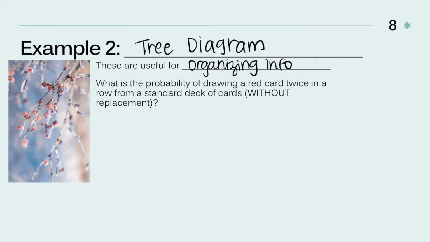Anyway, what is the probability of drawing a red card twice in a row from a standard deck of cards without replacement? Because it's without, that's going to be dependent again.